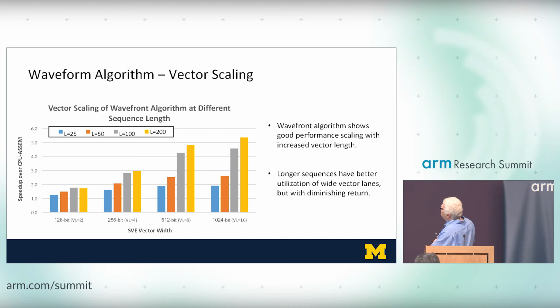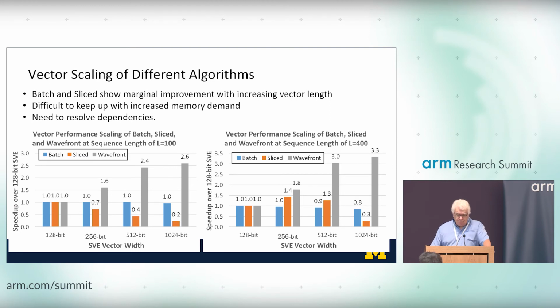And this is just the wavefront algorithm with vector scaling. In general, it gets better as the vectors get wider, which you'd hope. And it works better as the query sequence gets longer, so you're making it more of a dense vector problem in both directions. So if we look at vector scaling for different algorithms, over here we've got batch, slice, and wavefront with a fixed query length of 100.